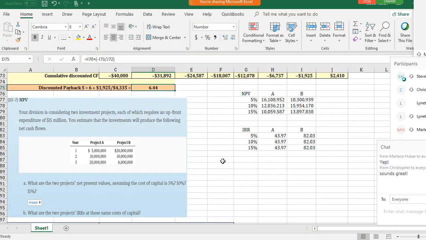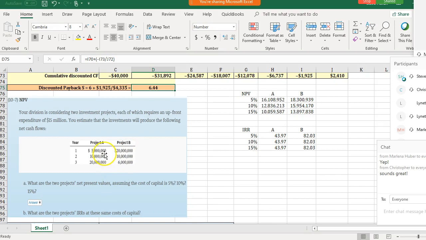So question 7 is the last one. And now we have new inputs, new numbers. It says your division is considering 2 investment projects, each of which requires an upfront expenditure of $15 million. You estimate that the investment will produce the following net cash flows. So both projects require a $15 million investment. Project A has 3 cash flows, 5, 10, 20. Project B has 3 cash flows of 20, 10, and 6.